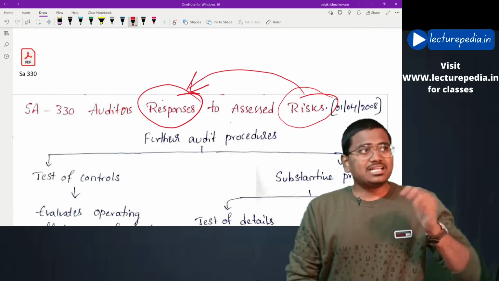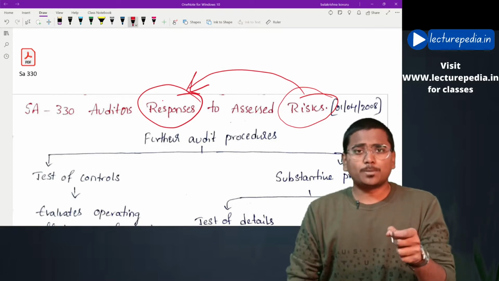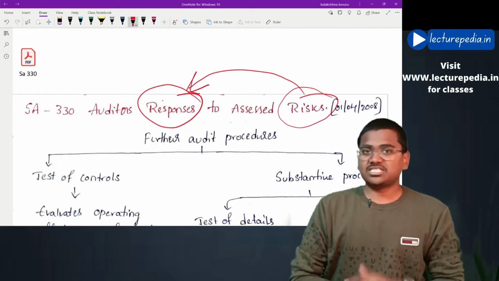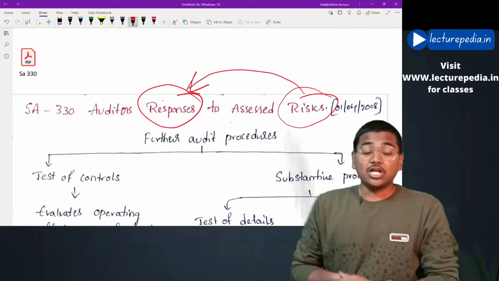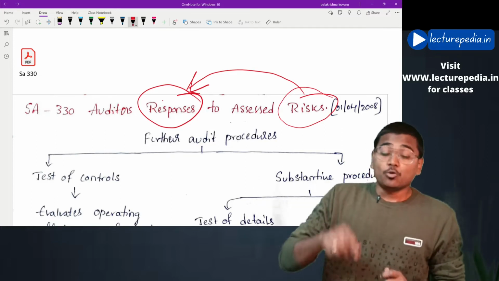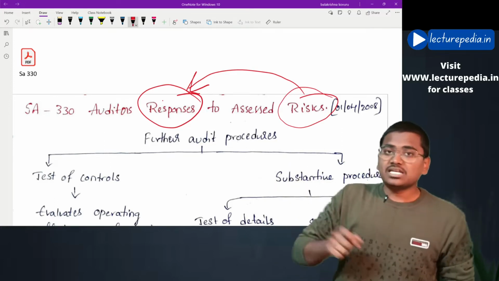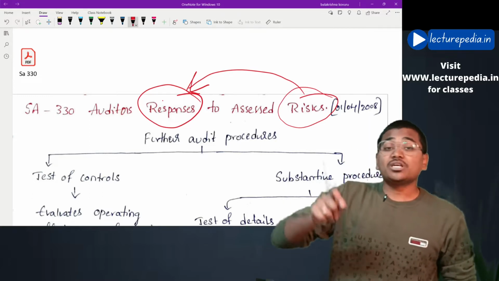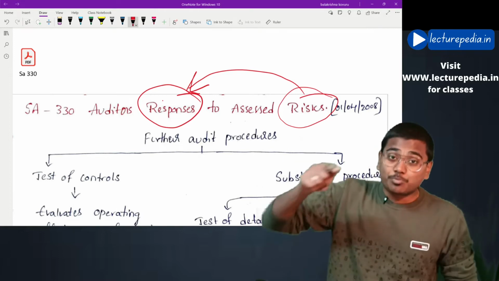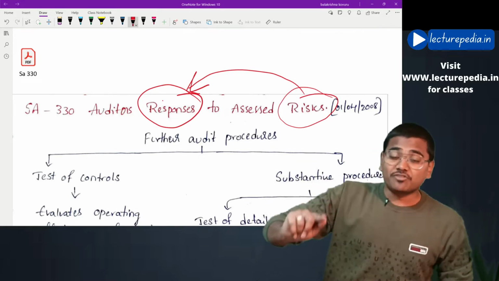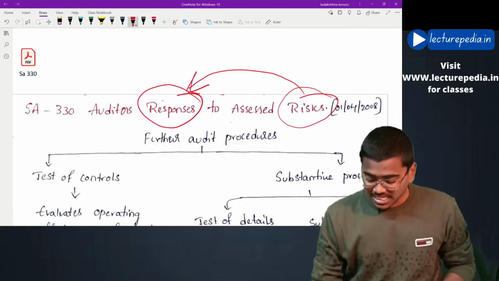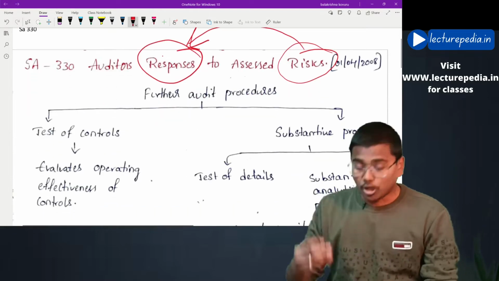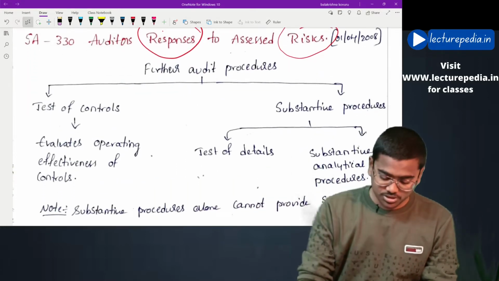If you observe, in SA 315, the auditor has not obtained any evidence. He just determined the risk of material misstatement. Now, under SA 330, the auditor will obtain evidence whether the misstatements actually exist or not. How will he obtain evidence? He will obtain evidence by performing further audit procedures. This process of obtaining evidence by performing further audit procedures is known as responses of the auditor to assessed risks. Now, what will be included in these further audit procedures?